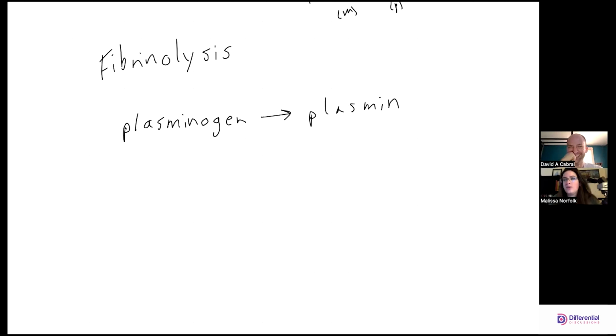And those lysine moieties are what the kringles, which are basically these loop formations on the plasminogen, are attracted to. So plasminogen goes in, and its little kringles will bind and be attracted to the lysine moieties on the fibrin.